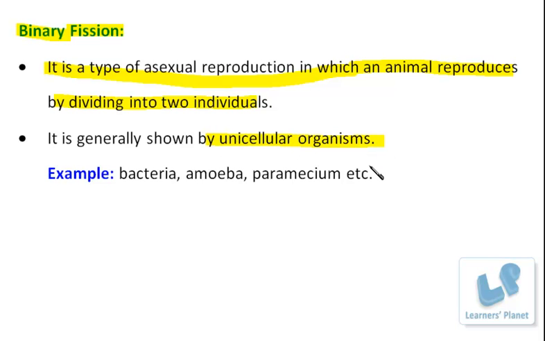I explained in the earlier slide also that asexual reproduction is a common mode which is shown by unicellular organisms, right? So by which method are these unicellular organisms actually reproducing? This is by the fission process. Now it can be a binary fission or it can be a multiple fission. Organisms which follow binary fission, examples are like bacteria, amoeba, paramecium, and so on. Of course, there are organisms which reproduce by the multiple fission method also.